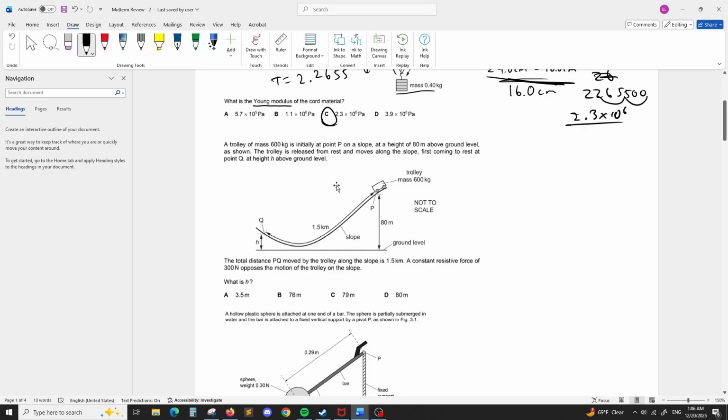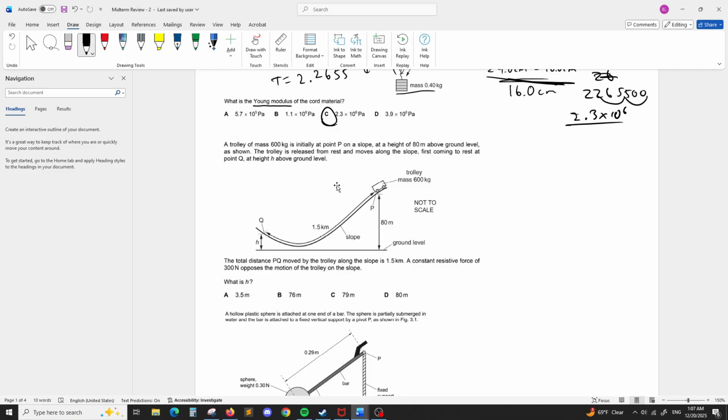A trolley of mass 600 kilograms is initially at point P on a slope at a height of 80 meters above ground level as shown. The trolley is released from rest and moves along the slope, first coming to rest at point Q at height h above the ground. The total distance PQ moved by the trolley along the slope is 1.5 kilometers. A constant resistive force of 300 newtons opposes the motion of the trolley on the slope. What is h?